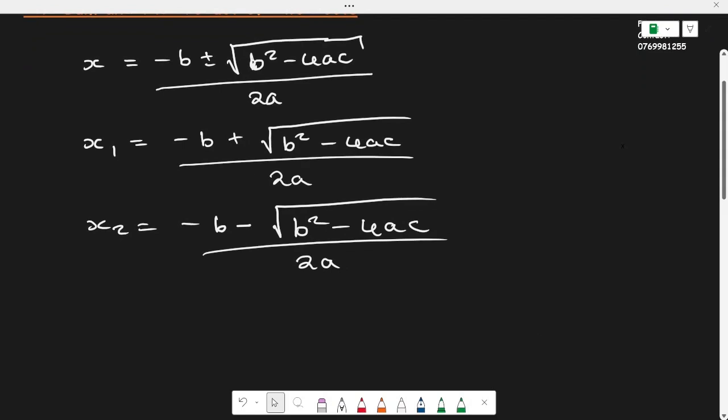Okay, so don't be confused about where this is coming from. Basically, I've just separated this plus or minus that we have here, and from that we know that we are supposed to get two results. One is supposed to have a plus, the other one is supposed to have a minus.